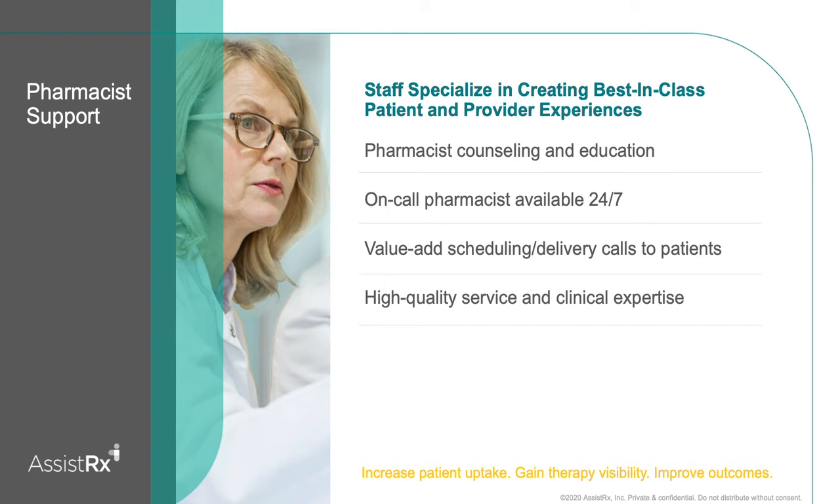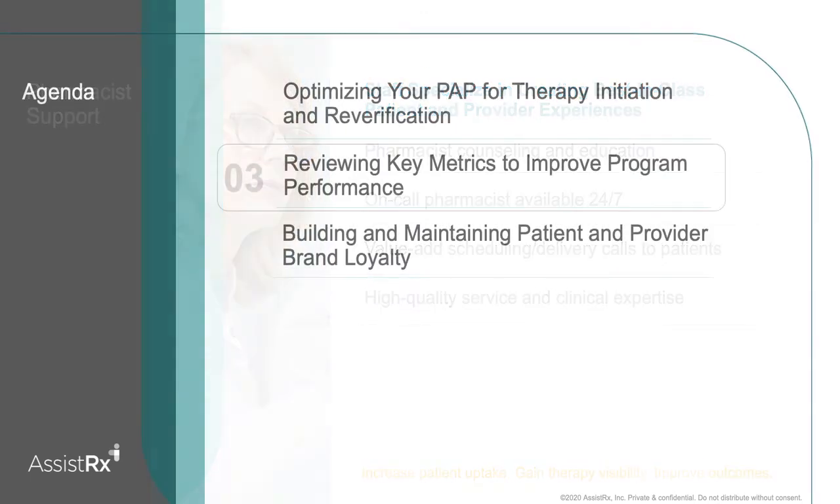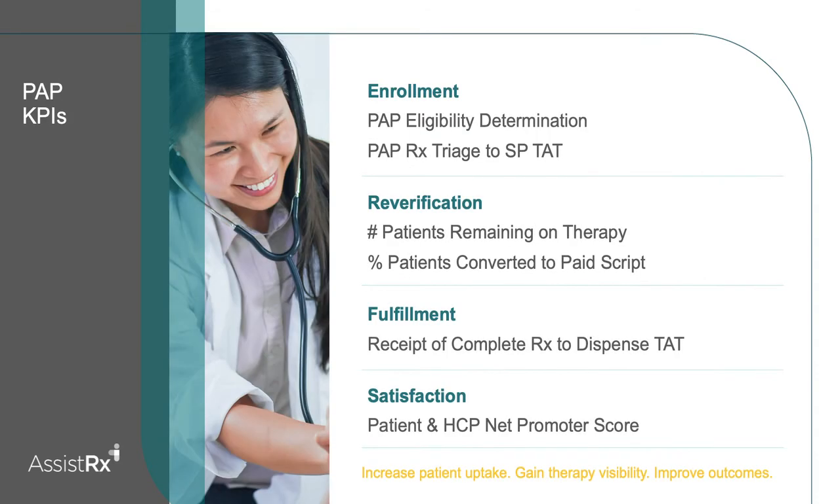Pharmacy staff should possess significant experience in your product's disease state and therapy-specific requirements such as titration and reconstitution, as well as the ability to communicate with empathy. Let's recap key metrics we've covered that you should track to optimize your PAP. We've talked about streamlining your enrollment and re-verification processes. We've also talked about making sure your non-commercial pharmacy is not only meeting SLAs, but also acting as another value-added touchpoint. Together, these factors create patient and provider experiences that will mean the difference between remaining on your product or switching to a competitor product once the patient no longer qualifies for your PAP.